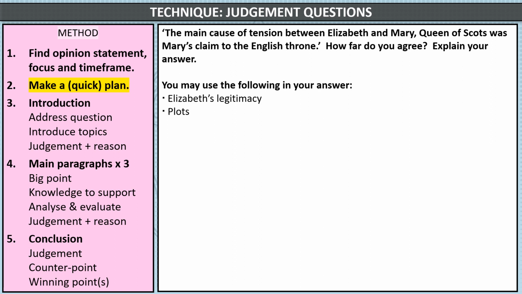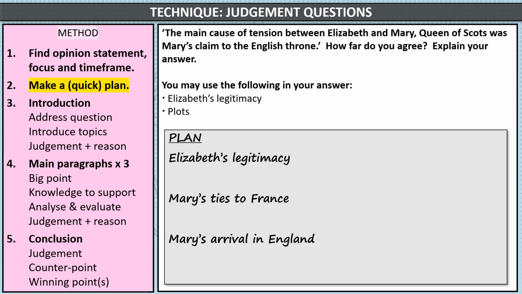As usual, we need to make a plan. In this case, I've picked 3 topics which cause tension between Elizabeth and Mary. One is Elizabeth's legitimacy, which is really about Mary's claim to the throne. The other 2 are alternative causes of tension which I've thought of. Once again, I'm going to rank them in order of what the main cause of tension was before I begin to write.